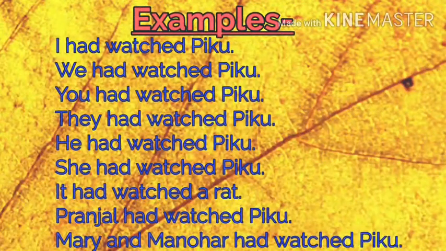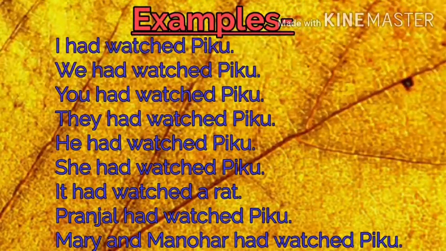Number 1, I had watched Piku. You must be knowing, 13th March it was released. We had watched Piku. You had watched Piku. They had watched Piku. He had watched Piku. She had watched Piku. It had watched a rat. Pranjal had watched Piku. Mary and Manohar had watched Piku. So these are a few examples that show you the use of had plus verb.